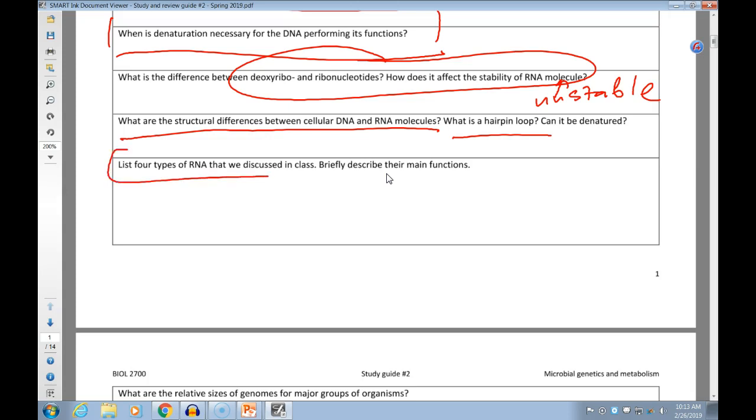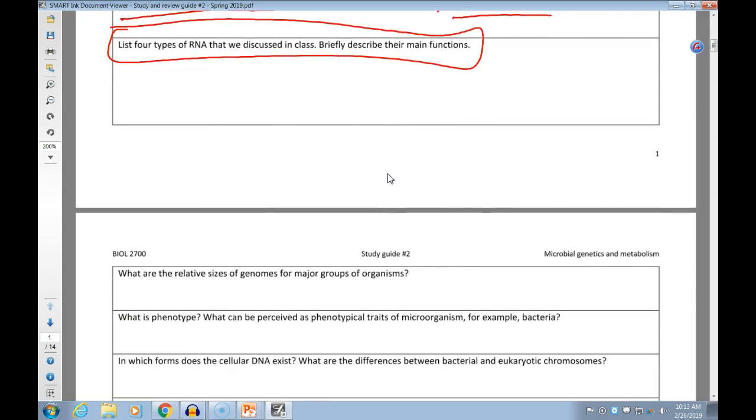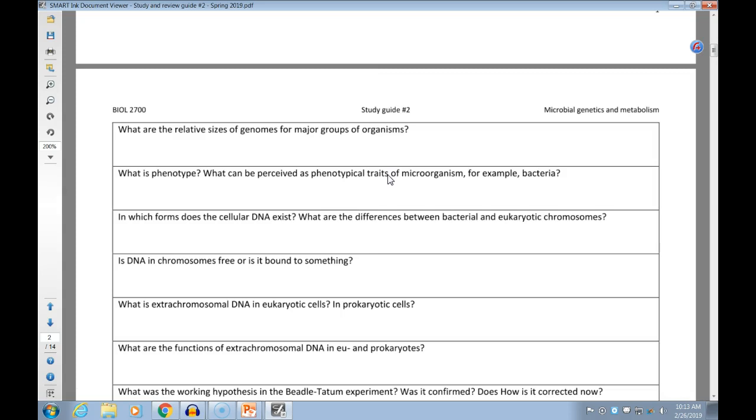4 types of RNA. You need to be able to match the type of RNA and its function: mRNA, messenger. We talked about 4: mRNA, rRNA, tRNA, and microRNA. You have to know the basic function of each of these 4 types. It doesn't go beyond what we talked about in the class. Any questions so far? mRNA, tRNA, rRNA, and microRNA, they are all in the table with all the functions.